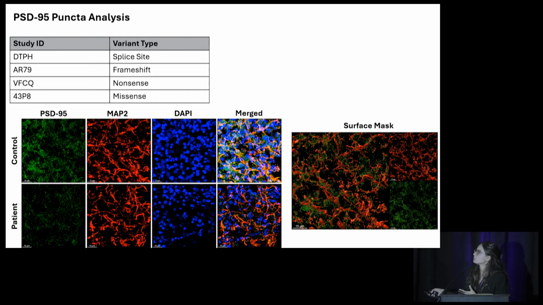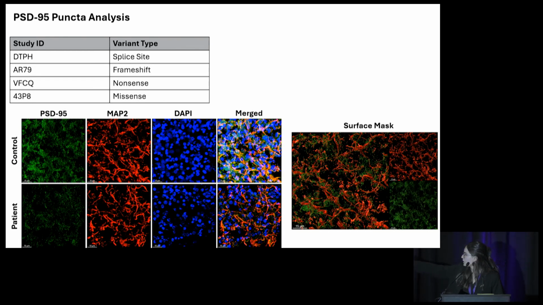And now I want you to imagine that this PSD95 puncta that we're looking at is about 0.3 micrometers in diameter. So it's very, very tiny. And this slice that we're looking at is 20 micrometers thick. So this image, at the end of the day, is very messy, and we can't quantify this manually. So it takes a process for us to run this through an algorithm and actually create this surface mask here.